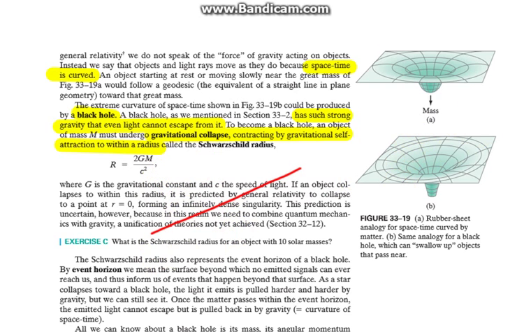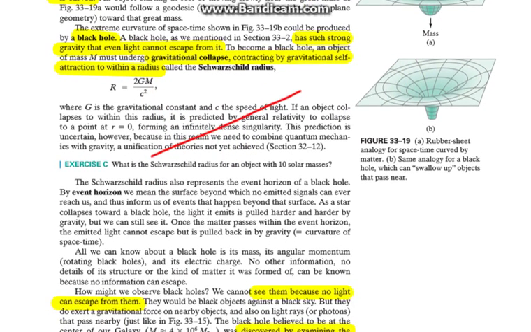Okay, they talk about a Schwarzschild radius here, but we're not going to worry about that because, again, we're just going to look at a qualitative aspect of this. So this Schwarzschild radius tells us what the minimum radius is for this to happen. And it represents the event horizon of a black hole. By event horizon, we mean the surface beyond which no emitted signals could ever reach us. And this informs us of happenings close to the surface.